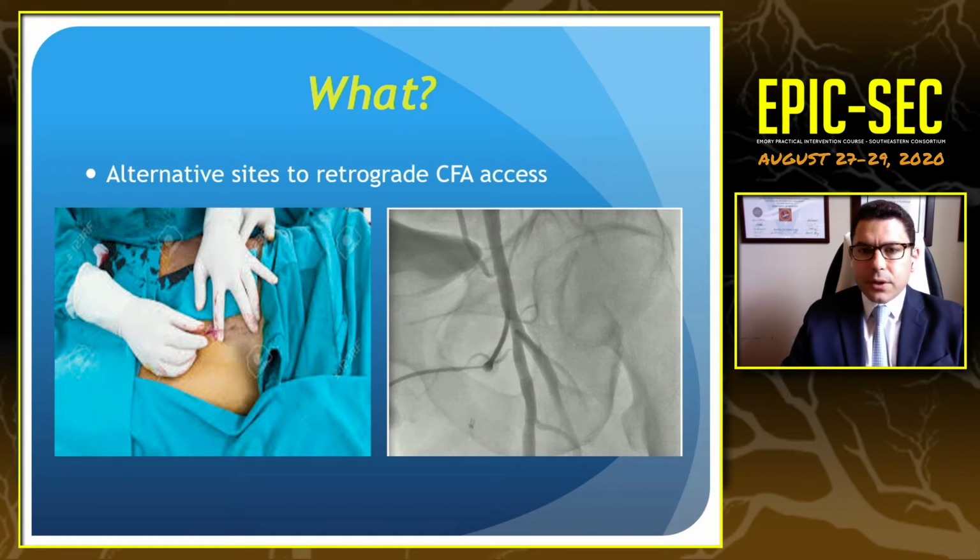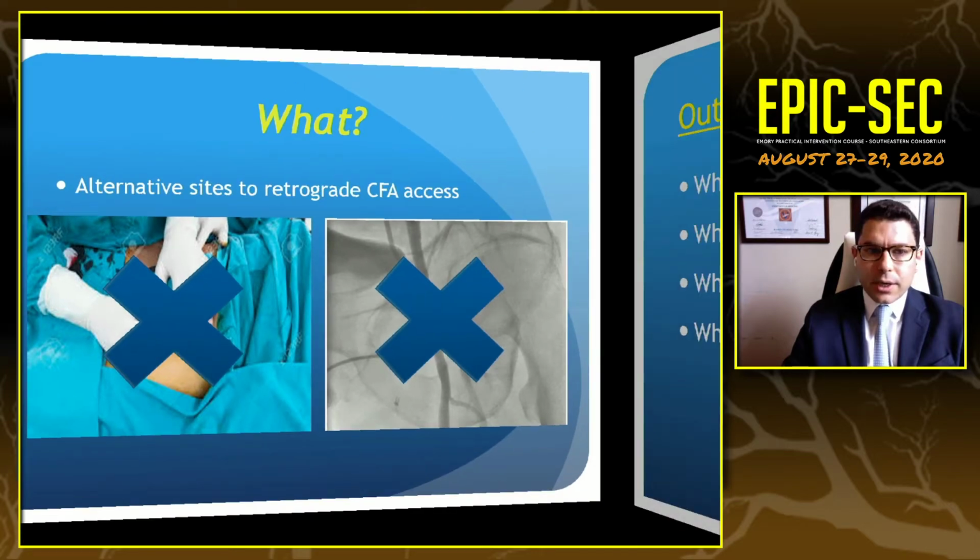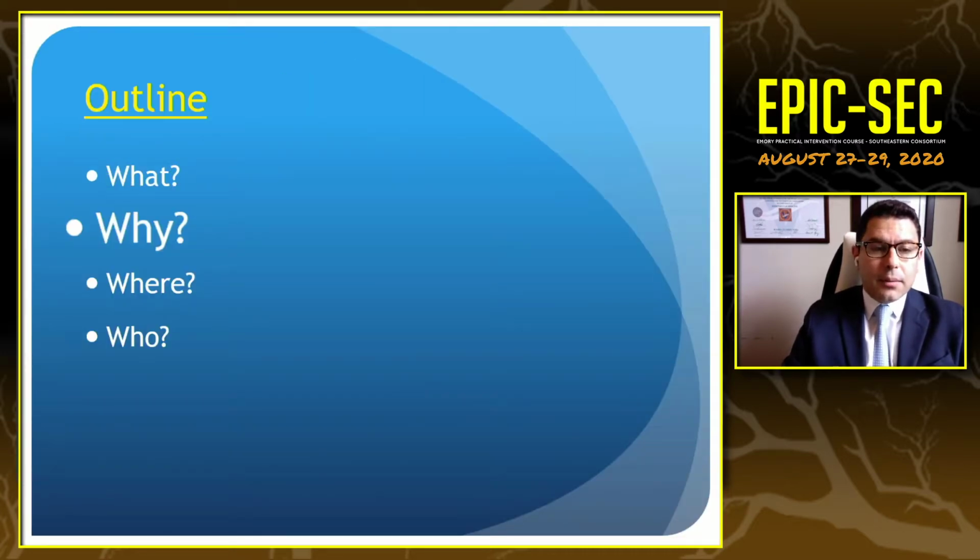Basically, the fair definition is everything except retrograde common femoral artery access that all of us are accustomed to. So all the access sites and directions are considered alternative access sites. Why do we need it? There are a lot of reasons why we need it, and I'll start with this.